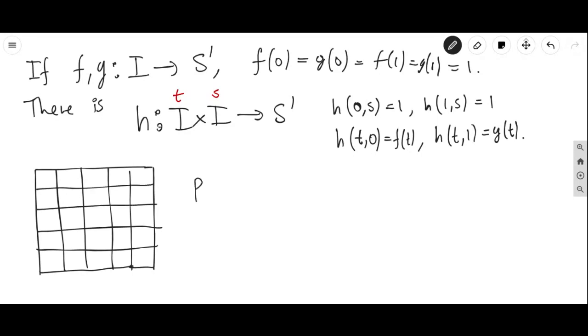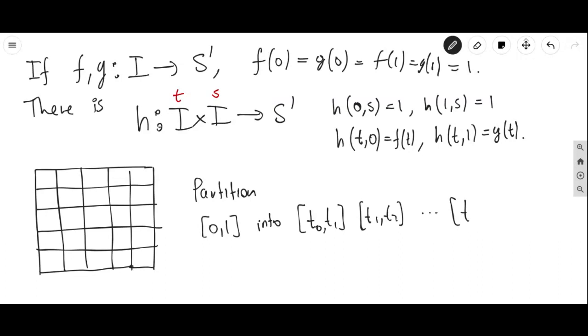So we're going to partition 0, 1, the t-axis, into subintervals, let's say t0, t1, t2, up to t_{n-1}, t_n. And you're also going to partition it horizontally and you're going to partition it vertically.